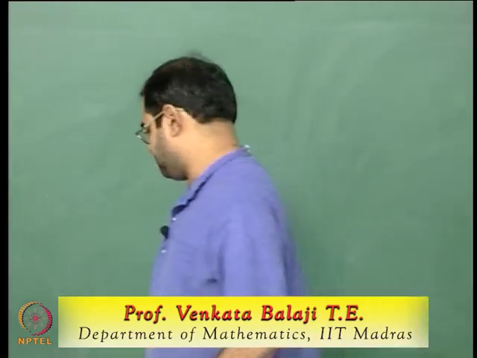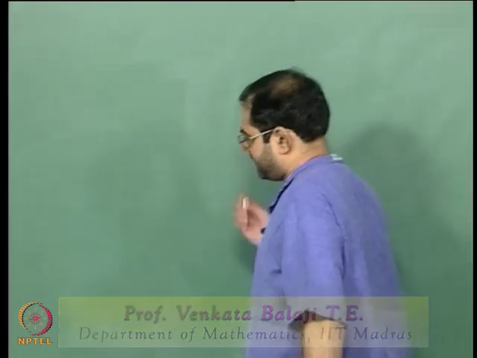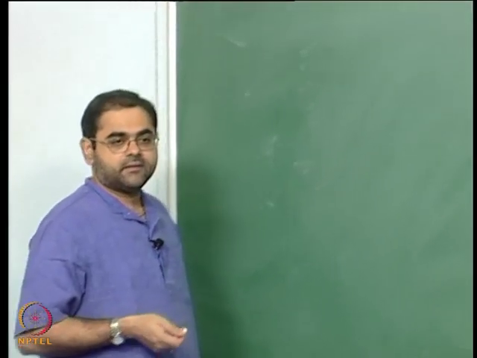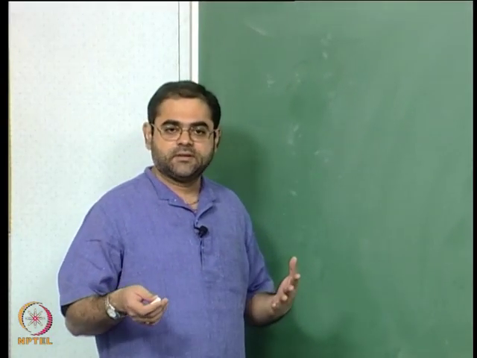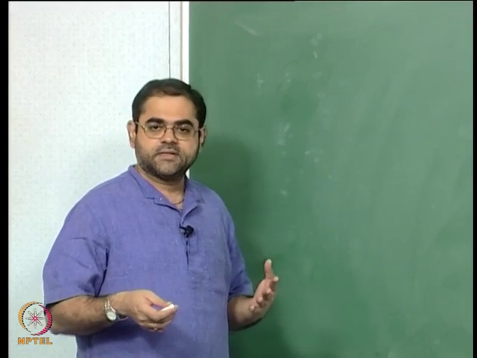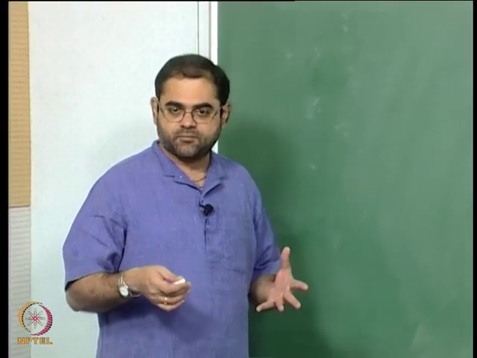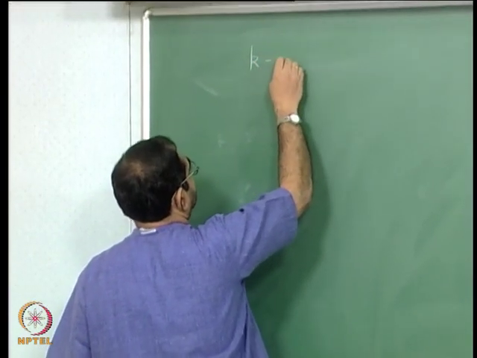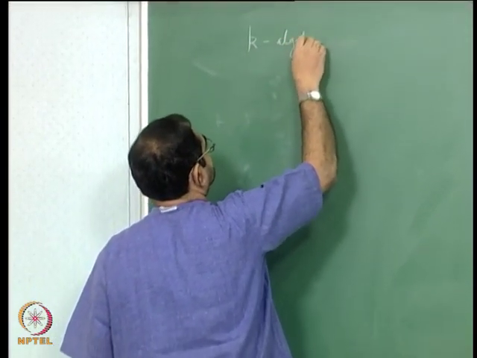Okay, so let's continue with our discussion on algebraic geometry. So let me recall what we have seen until the last time. Broadly, algebraic geometry is the study of the geometry of the set of common zeros of a bunch of polynomials. So what we do is we take K to be an algebraically closed field.